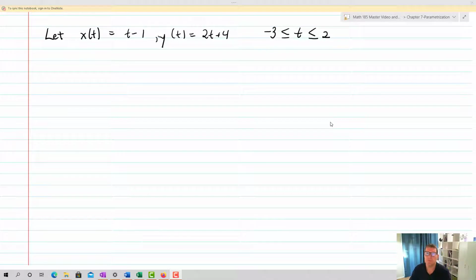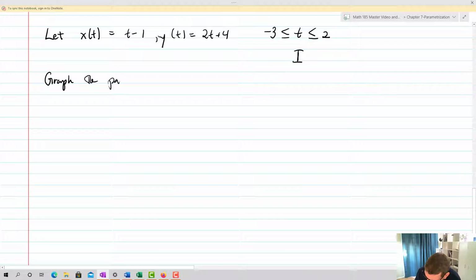So let's say, for example, that x of t is going to equal t minus 1, and y of t equals 2t plus 4, and we're only concerned with values of t along the interval -3 less than or equal to t less than or equal to 2. So this is I, and you'll notice that both x of t and y of t are continuous everywhere on the real line. And let's say that we want to graph the parametric curve.